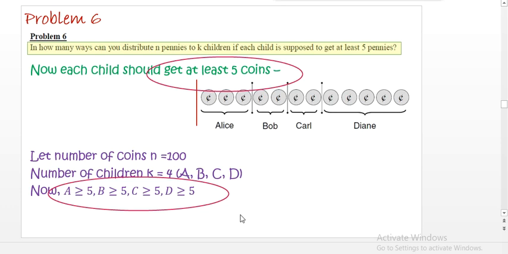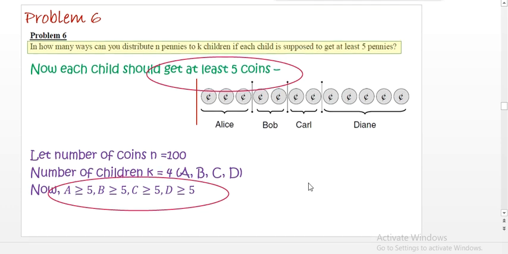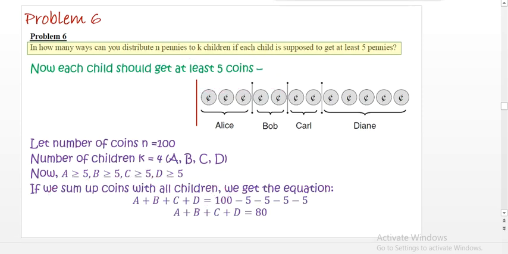So this is exactly the same problem that we have done before. First of all, it's just like giving 5 coins to each and every child and then getting the new equation. What is the new equation? We try to solve that equation. If we give each child 5 coins, we are left with 100 minus 5 minus 5 minus 5 minus 5. So these we have already given to all children. Each child has at least 5 coins. On top of that, they may get any number of coins.